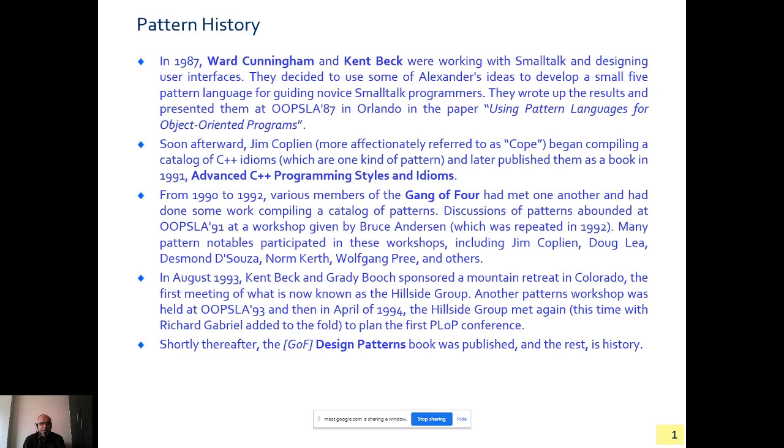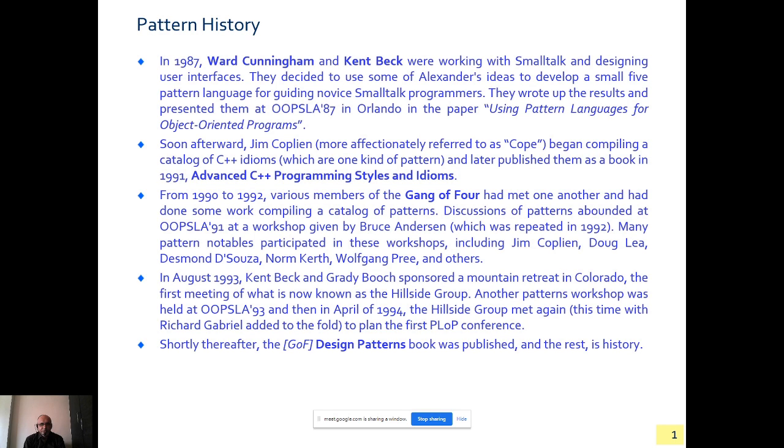And from 1992, various members of the Gang of Four, four people involved in working with design patterns, that's why it was named the Gang of Four, discussed patterns as mentioned by Bruce Anderson. And in 93, they came back and Grady Booch sponsored a mountain retreat in Colorado.